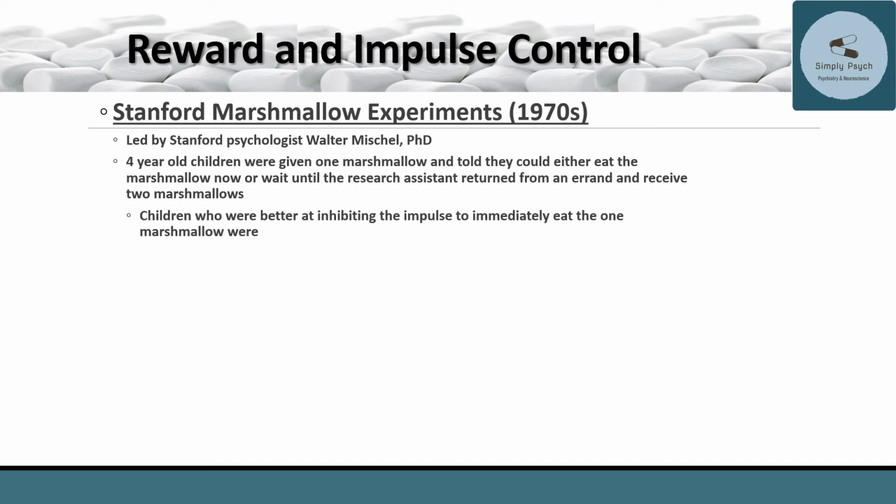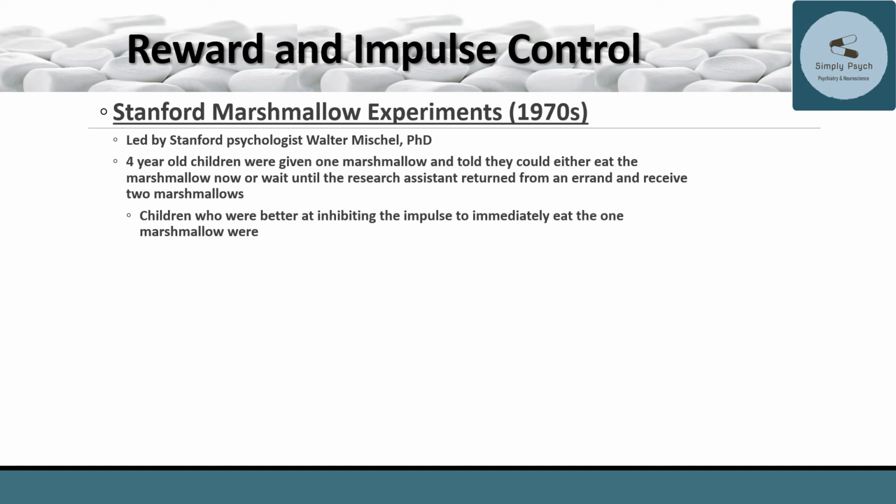And what was interesting is that the children had varying degrees of restraint. Some children were like, screw it, I'm eating this now because I don't know when this person's coming back, and I'm having this marshmallow right now. That was one end of the spectrum. And on the very other end of the spectrum were the kids who just waited for the second marshmallow.